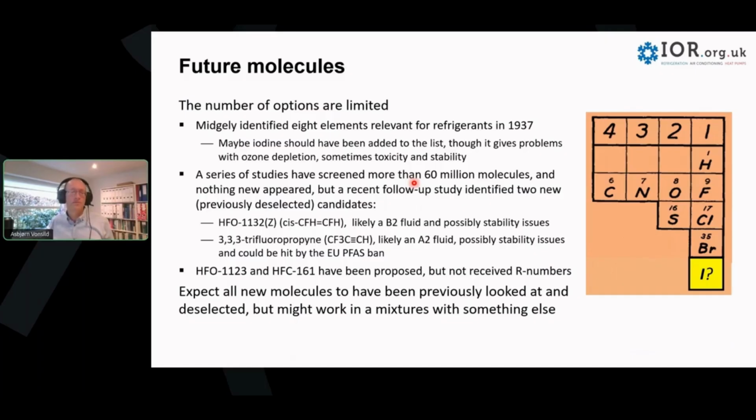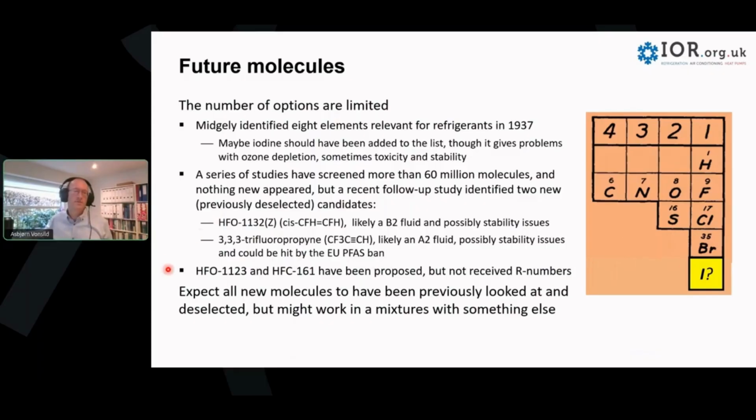They did a recent follow-up study where they did point out 2 new candidates, 1132a, which probably would be a B2 fluid, though it's not quite clear. Most likely would have stability issues. Could also be trifluoropropene, probably an A2 fluid, though the toxicity is not actually quite clear. Could be stability issues, and this one would actually be hit by a PFAS ban.